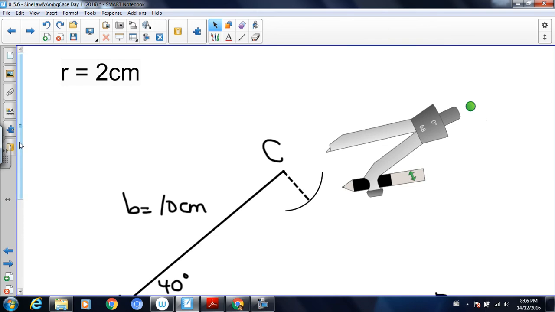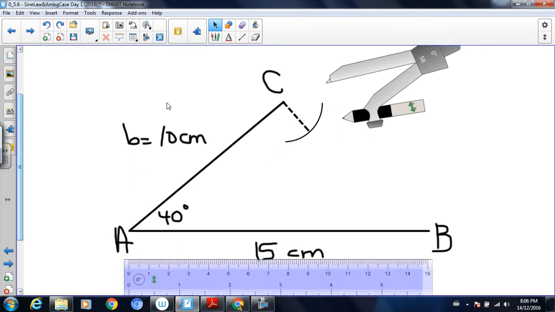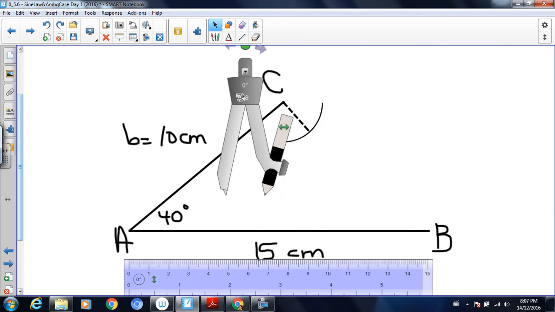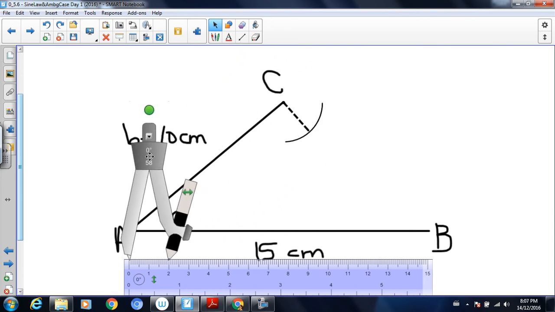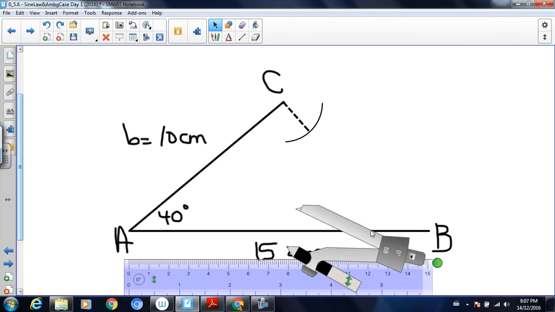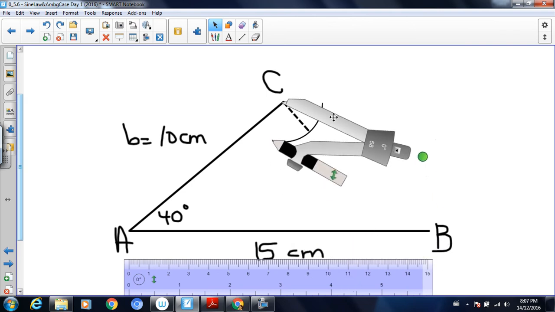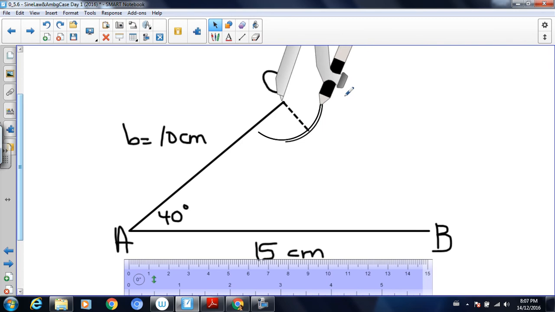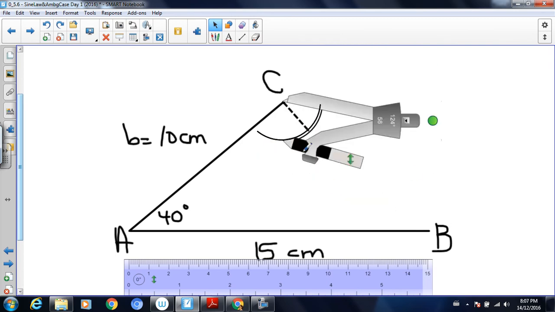So, let's do that right now. I'm going to use this right here. This is called the compass. This has to be 2 centimeters. It has to be opened up to 2 centimeters. So I'm going to measure it. And I have it measured to exactly 2 centimeters. So I'm going to take this and place it on point C, and as I place it on point C, I will draw an arc.